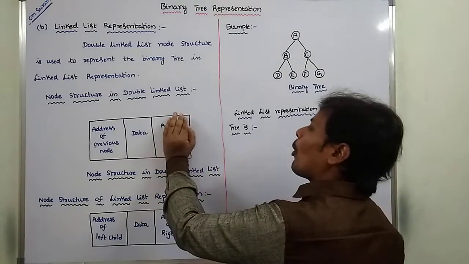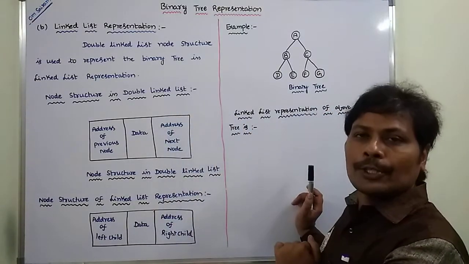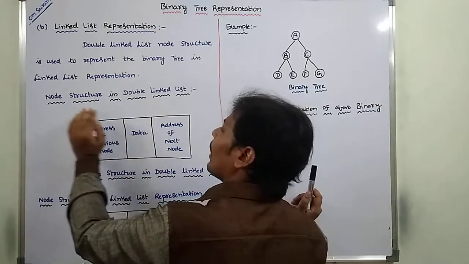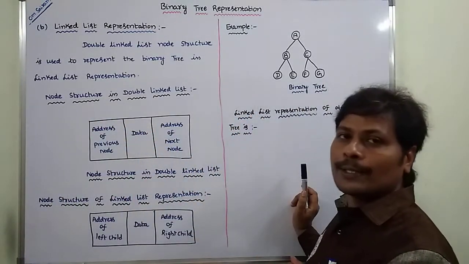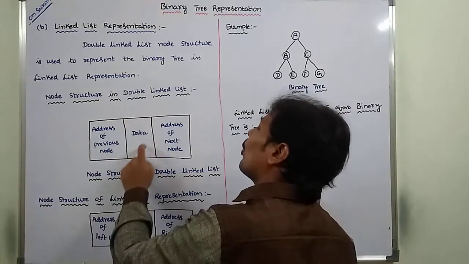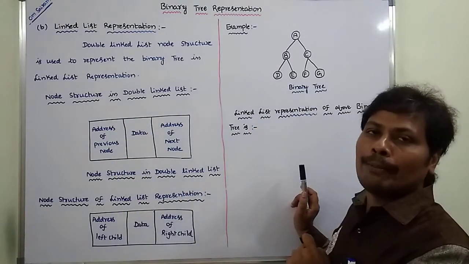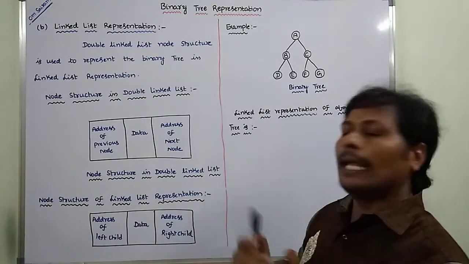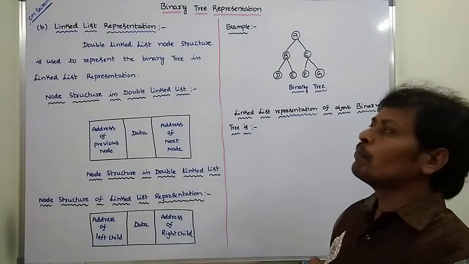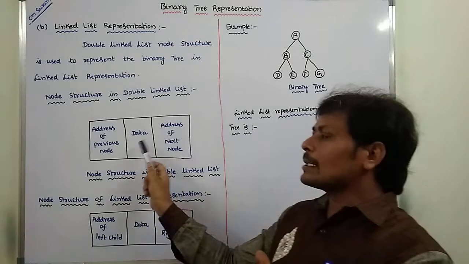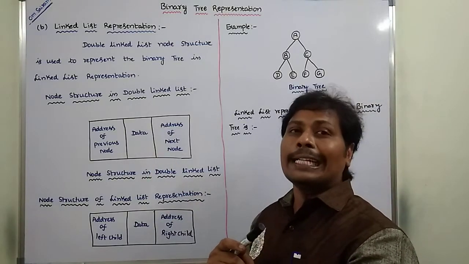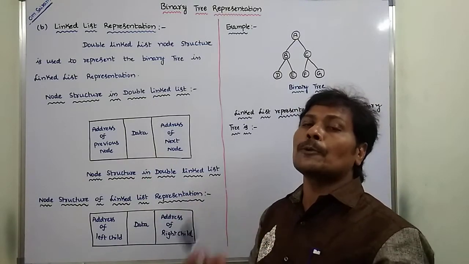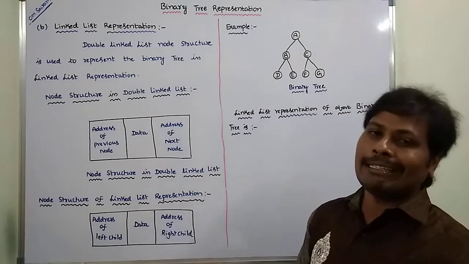It always points to the address of the next node. It always points to the address of the previous node. And this is the node value. Data is nothing but node value. So this is the node structure in double linked list. Okay. Now how is this node structure in double linked list used to represent the binary tree.